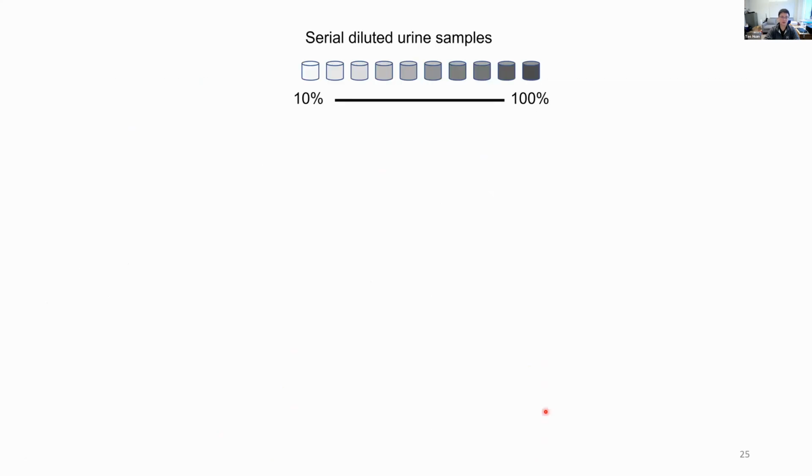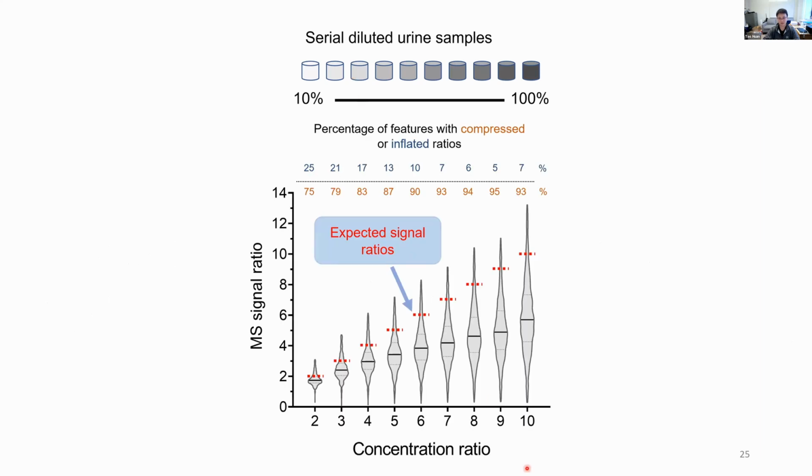And this can also be validated using an untargeted metabolomic study where we take a human urine sample and dilute it into 10 different concentrations, from 100% all the way to 10%. Then we run LCMS analysis of each sample individually and compare their signal intensity. In this plot, the x-axis is the concentration ratio. For example, a concentration ratio of 10 is calculated by taking the 100% divided by the 10%.